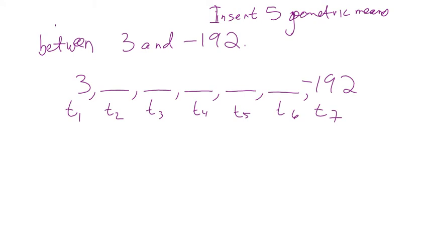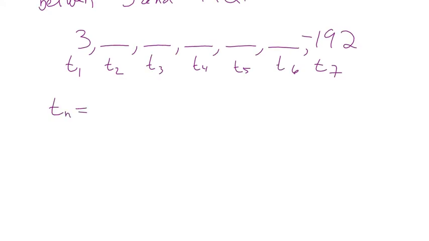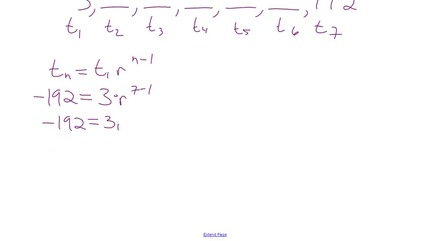So what we can say is, well, T sub n is T1 R to the n minus 1. We know T7 is negative 192. We know that T1 is 3. And this will be R to the 7 minus 1, right? Because again, we know this is T7, so we're using a 7. And it's R that we don't know. What's the common ratio? So negative 192 is equal to 3R to the 6th. Negative 64 is R to the 6th. What's R?